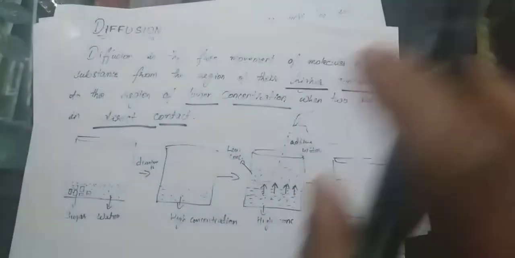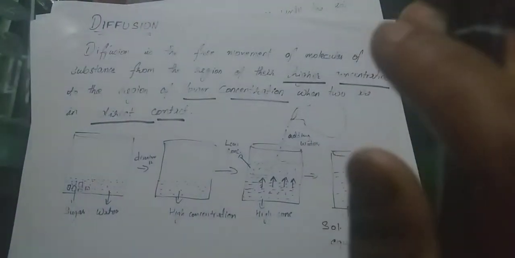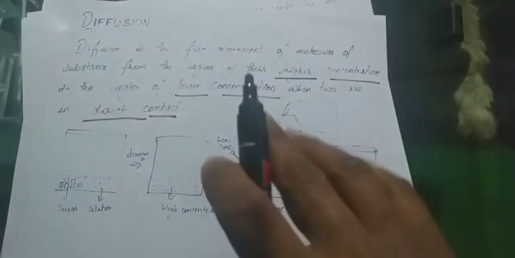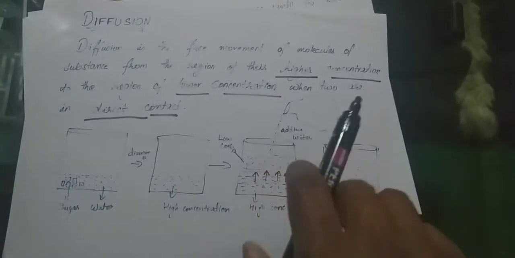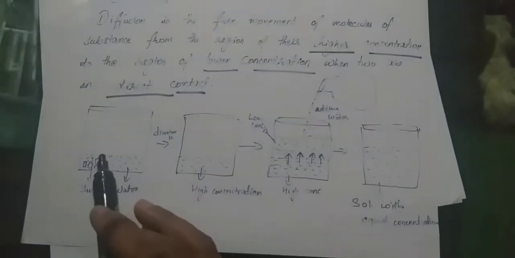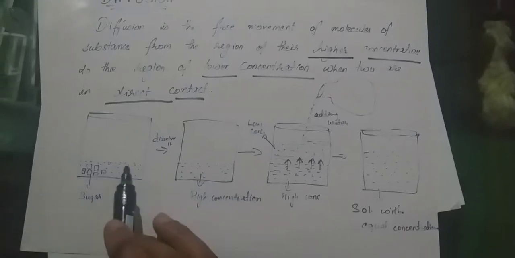So what moves? Movement of molecules of a substance. The substance can be anything, from the region of higher concentration to the region of lower concentration when the two are in direct contact. In this case we can see that this is water, and I have made a diagrammatic flow. This is water and this is sugar.